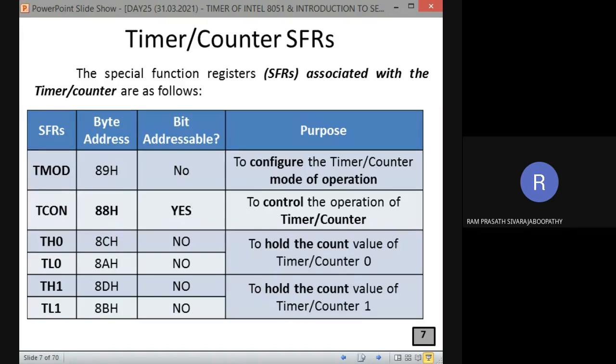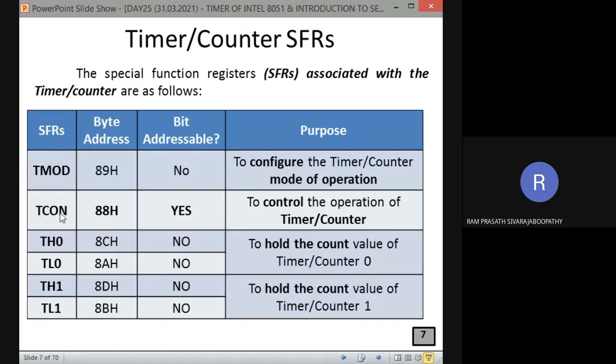So what is the purpose of TMOD? The timer or counter can be operated in 4 modes of operation. That is the very first thing. Then it can be operated either as a timer or as a counter. That is another thing. These things can be configured using the TMOD register, the timer mode selection register. Using this register, we can choose the mode of operation and whether we are going to configure it as timer or counter. That is the meaning of TMOD.